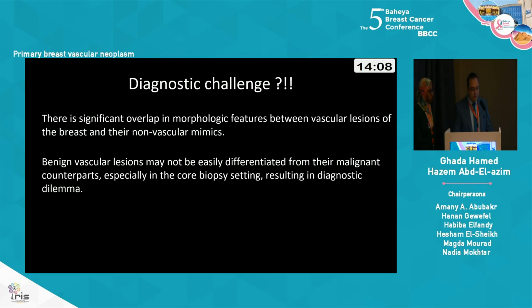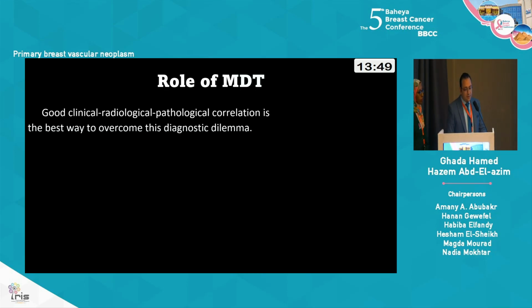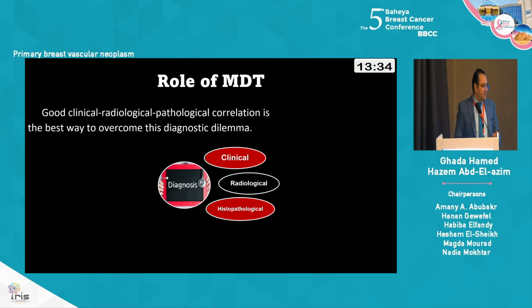There is significant overlap in morphological features between vascular lesions of the breast and their non-vascular mimics. Also, benign vascular lesions may not be easily differentiated from their malignant counterparts, especially in the core biopsy setting, resulting in diagnostic dilemma. Hence the role of MDT. Good clinical, radiological, and pathological correlation is the best way to overcome this diagnostic dilemma. As we see here, to reach the diagnosis, first clinical, second radiological, and the gold standard is histopathological.